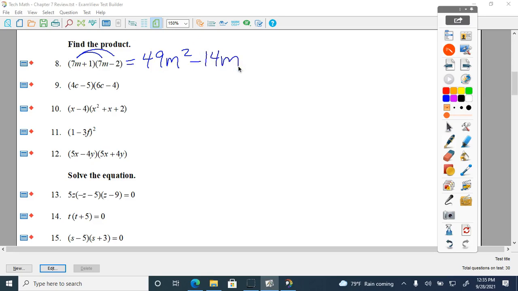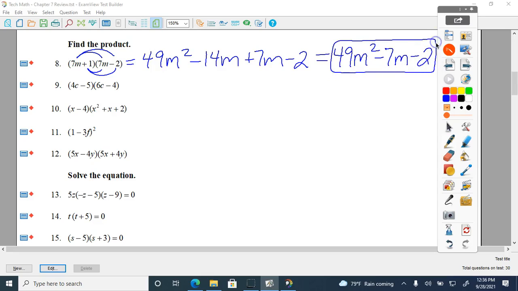is negative 14m. Beautiful. 1 times 7m is positive 7m. And 1 times negative 2 is negative 2. Now, that's my answer unless I can simplify it. Can I simplify it? Yes. So, right here in the middle, we'll have 49m squared. Negative 14m plus 7m is negative 7m, and then minus 2. Good job, buddy. Okay? So this would be the work I would be looking for. Okay?